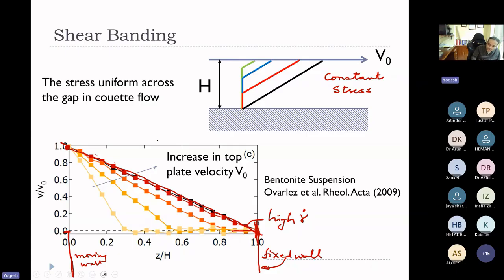Okay. Over the region closer to the fixed wall, what you get is no flow at all, but material flows with very high shear rate in this particular wall region. All right. Now, this particular behavior is not shown by our regular constitutive equation, but this is typically shown.